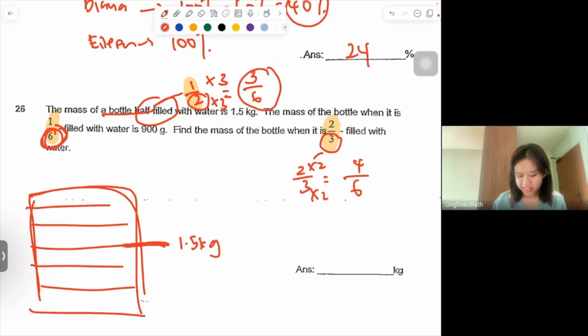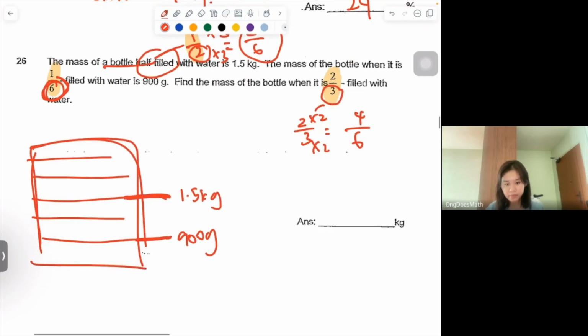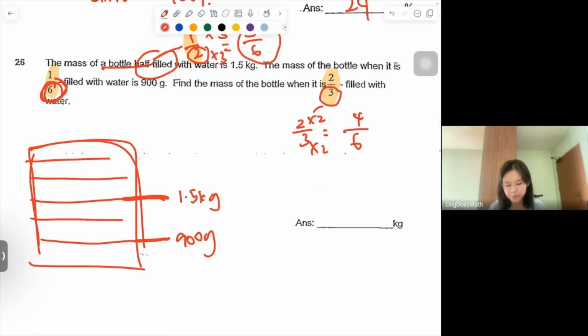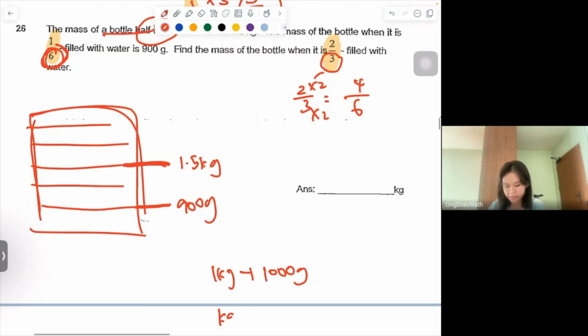Then when it is 1/6 filled with water, so when the water level is at the first marking, the mass is actually 900 grams. Okay, so firstly, after we label all of those, we can also see that the units are different. So let's just convert the units very quickly. 1 kg is 1000 grams. So to convert from kg to gram, we times 1000. The reverse is to divide by 1000.